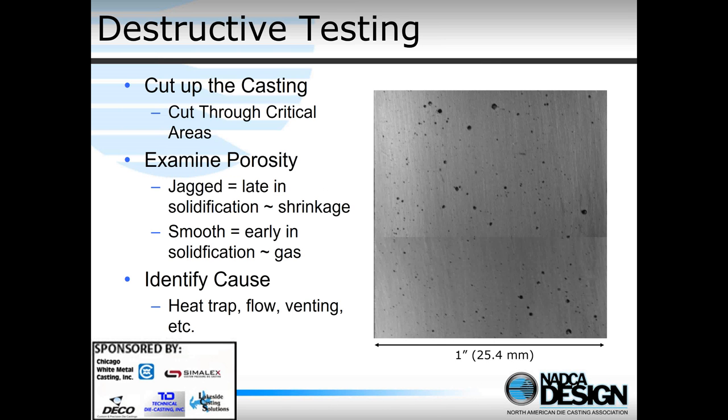Well, there's various ways. The simplest approach is to look at the castings and kind of work out where you think the porosity is, and then just cut it up. Saw cut it, maybe grind and polish the surface, and that allows us to directly examine the cut surface. And again, if we've got jagged pores, that's probably late solidification, it's probably shrinkage. If we have smooth pores, that's probably gas, and that allows us to address the source and the origin of the porosity.